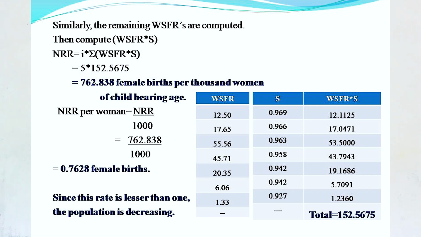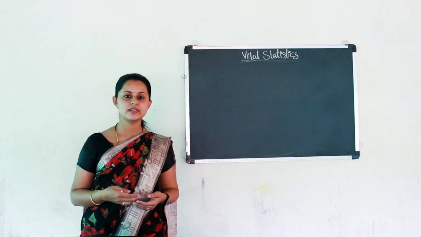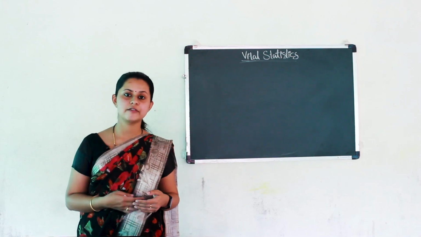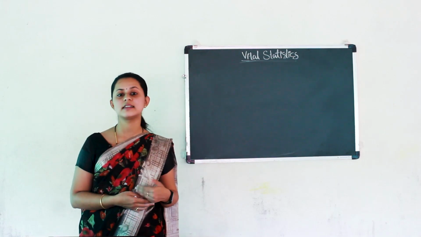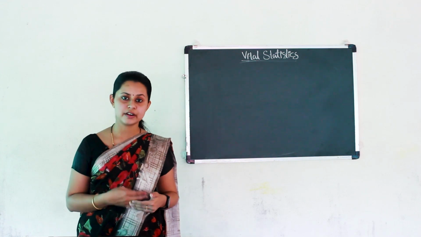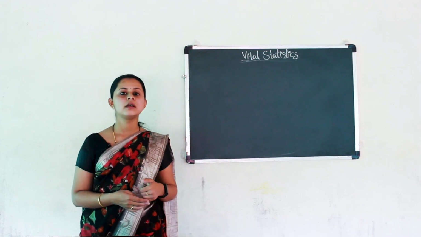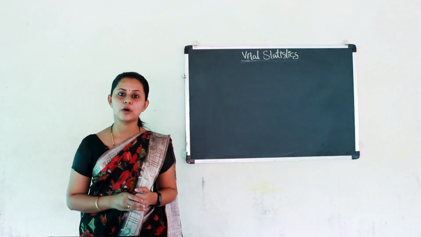So in this class we have studied two types of reproduction rates. The first one is the gross reproduction rate and the second one is the net reproduction rate, and also some problems on them. In the next class we shall study the mortality rates.